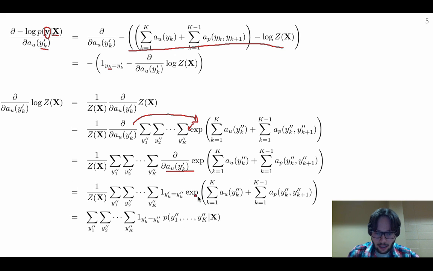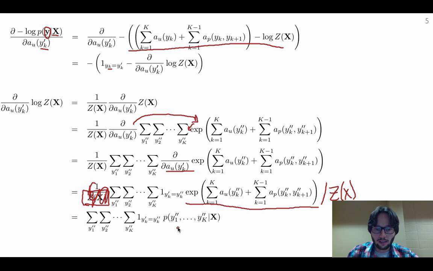Now let's notice that here is the numerator of the conditional probability in the conditional random field, and that's the partition function. So I can just remove it here and divide by it here. And then what do I get? This whole term is just the probability of observing the sequence of labels y prime prime 1 followed by y prime prime 2 up to y prime prime capital K.